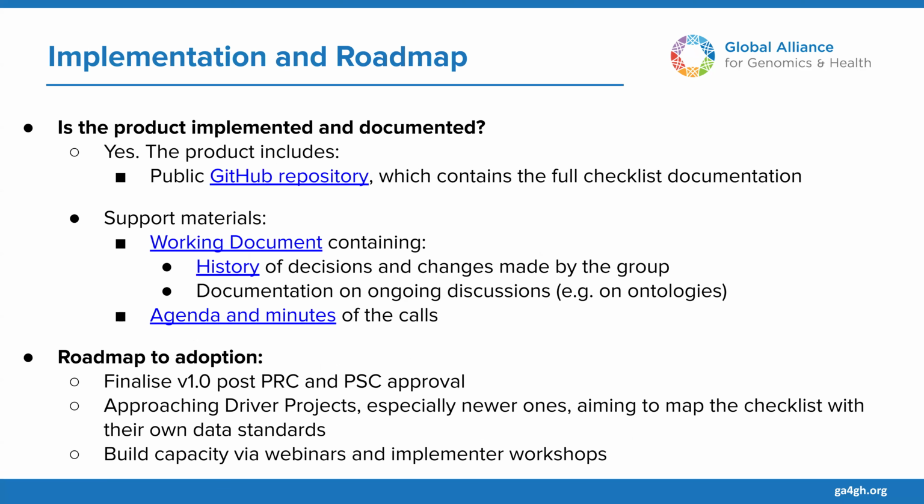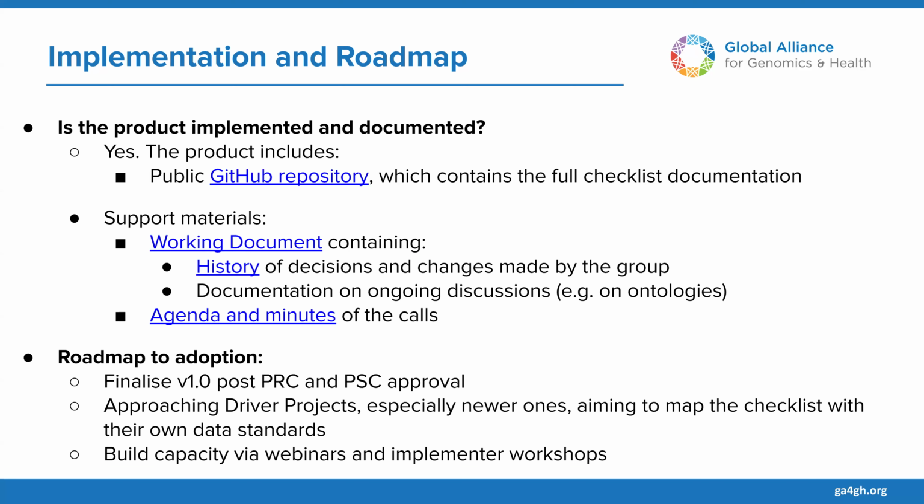Implementation roadmap. Is the product implemented and documented? Yes, it's available on the GitHub repo. The link is available here. We have supporting material, like a working document that has the history of all decisions we've made since the beginning. When I say history, I mean the decisions that the working group took when we met and discussed things. This is documented in the working document. We also have documentation on ongoing discussions, such as ontologies. All the agendas and minutes since the beginning are available in another online document.